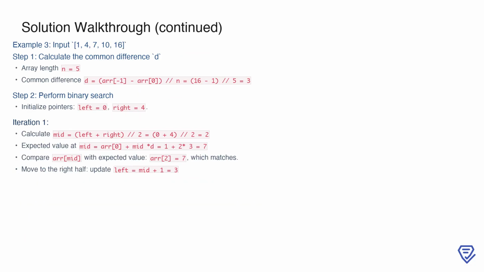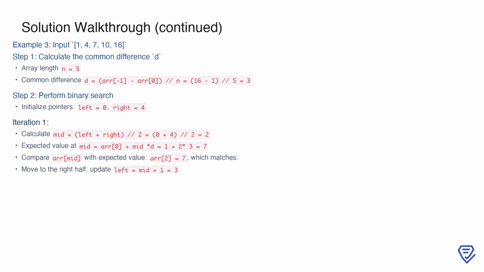Now, let's analyze a third example with the input array 1, 4, 7, 10, 16. The array has a length of 5, so the common difference d is calculated as (ARR[-1] - ARR[0]) / n, which evaluates to (16 - 1) / 5 equals 3. With this value of d, we initiate binary search by setting left to 0 and right to 4, the indices of the array's bounds. In the first iteration, the middle index is determined as mid equals (left + right) / 2, or (0 + 4) / 2 equals 2.